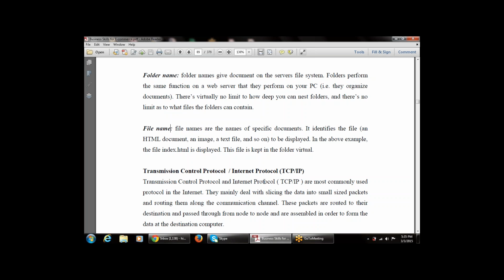These packets are routed to their destination, so first packets are made, routed to the destination, passed from computer to computer, and reassembled to form the data at the destination computer. Right? This is very easy.